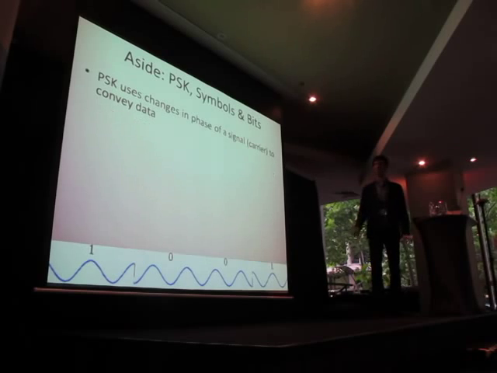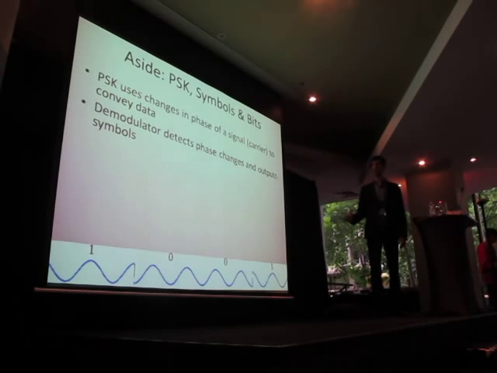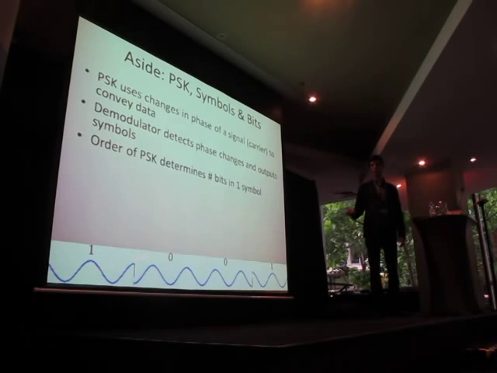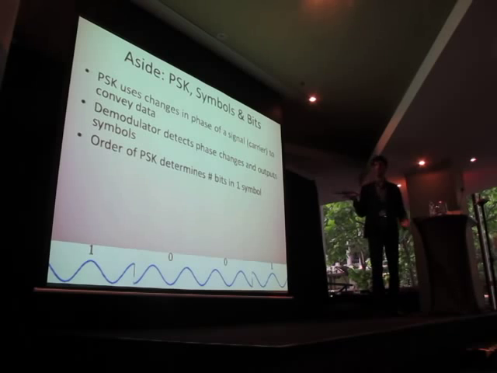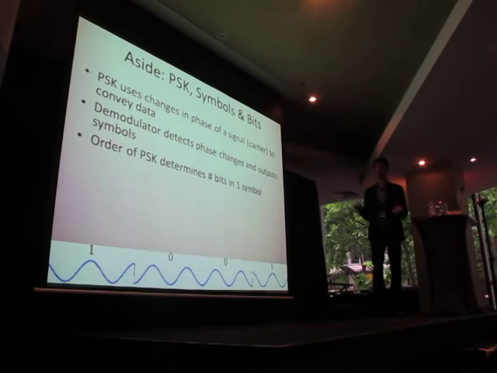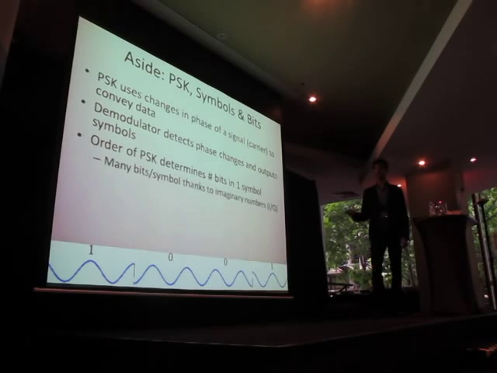Just an aside, phase shift keying is commonly used over satellite links, and I won't go into complex numbers and that sort of stuff, but phase shift keying means that when you change the phase of a signal, that means it's a 1 or a 0. And it's not as simple as taking ones and zeros out. They're the bits, but in this sense you deal with symbols, and the order of the PSK determines the number of bits in one symbol.